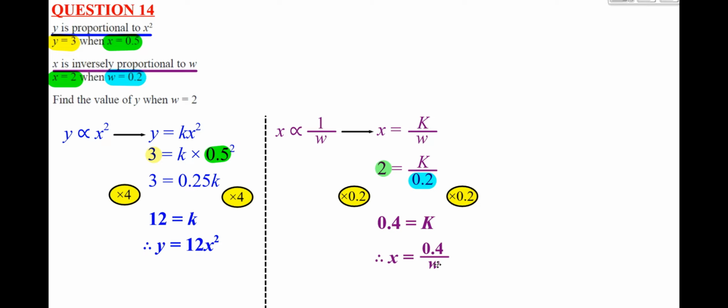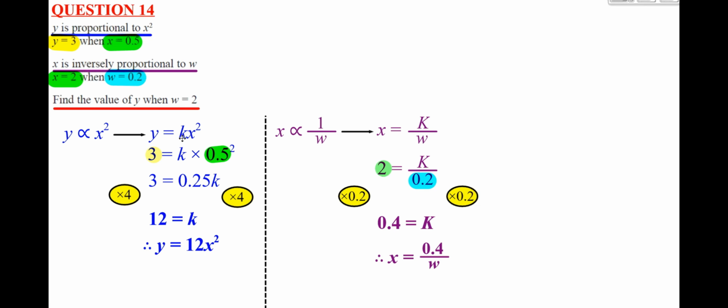So we're almost done. The question here, though, asks us to find the value of y when w is 2. So we're only interested in y and w at the end of the day. We've got here y related to x. I don't care about x anymore. I want to know what it means in terms of w. So we're going to start with this thing here, that y is 12x squared. But we're going to rewrite x all in terms of w. So it's about what we're interested in, which is w.